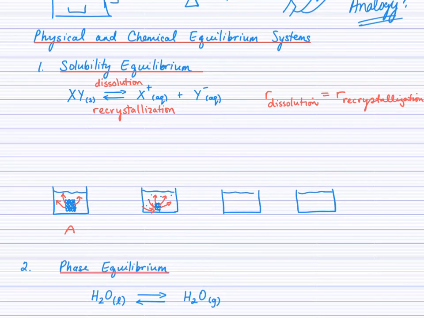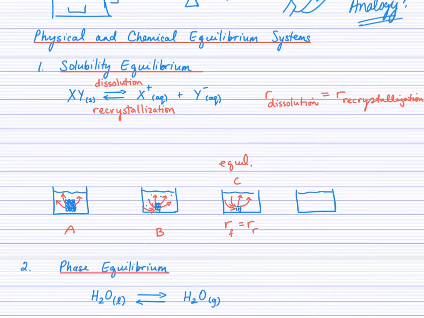What's going to happen to the size of the solute? Maybe I'll go here. When the number of ions leaving the crystal lattice, becoming hydrated, is equal to the number of ions recrystallizing, here's where the rate of the forward reaction equals the rate of the reverse reaction. This is our state of dynamic equilibrium. So in the first two, A and B, we're not at equilibrium. In C, we are at equilibrium.